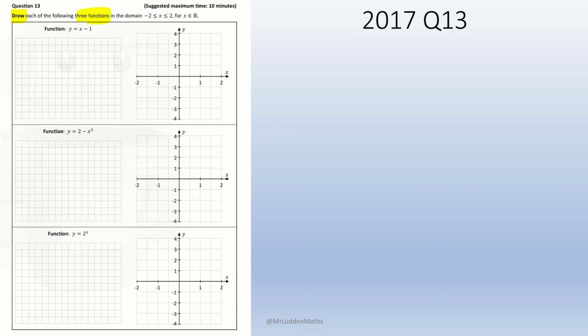Each of the following 3 functions, well, let's find out where they are. My first function is y is equal to x minus 1. My second is y is equal to 2 minus x squared. And my third one is y is equal to 2 to the power of x. Okay, so I know I have to graph this one here, this one here, and this one here.